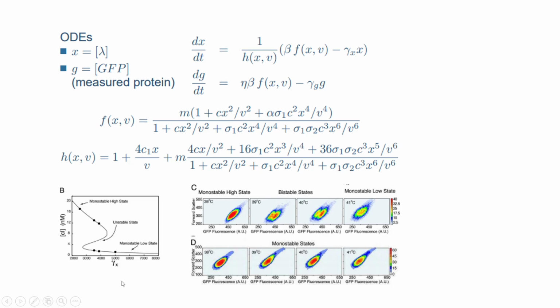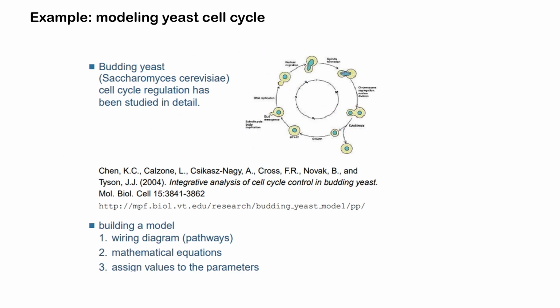This is an example of a positive feedback loop and how you can model these kinds of loops, and you can find out if there are monostable, bistable, or any other kind of stability present. Now, this is the last example that I have.